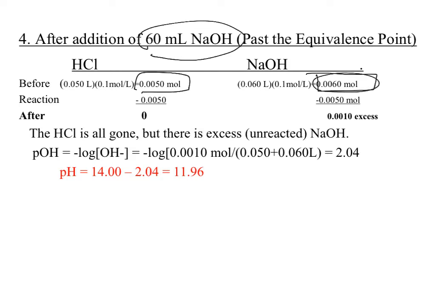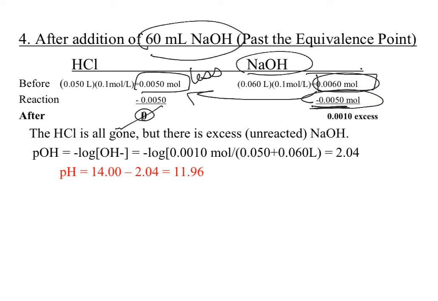Now, all 0.006 moles of the base cannot react because the limiting reactant is switched. Now we have less of the acid. So the maximum amount of base that can react is 0.005 moles. So all the acid's going to get neutralized. It's going to be gone, but you are going to have excess NaOH because you added too much. So how do we find the pH of this now? Well, it's not going to be 7 anymore like it is at the equivalence point. It's going to be greater than 7.